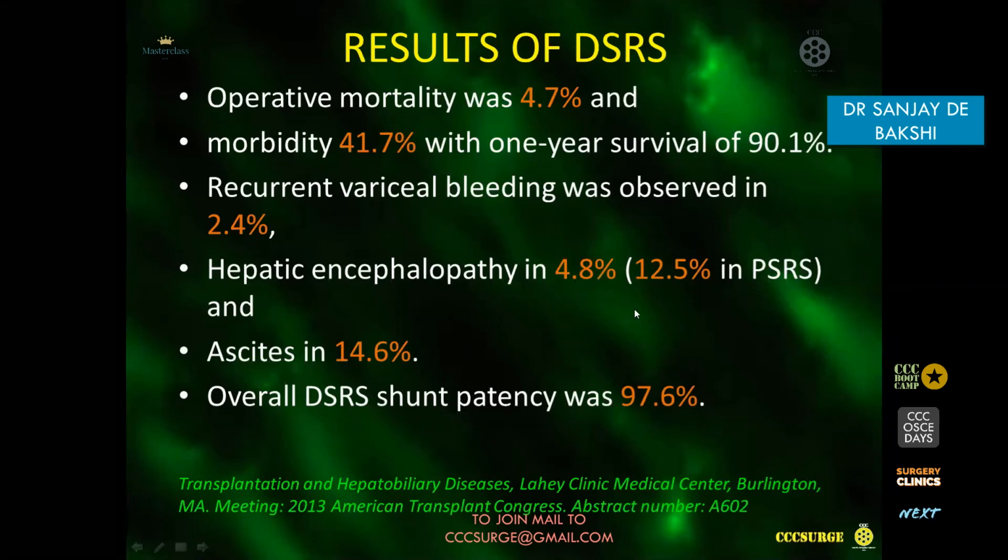So this is the significant thing. Hepatic encephalopathy will occur if you shunt most of the blood out. Because you're not shunting all of the blood out, it's 4.8 in DSRS, 12.5 in PSRS. Get it?